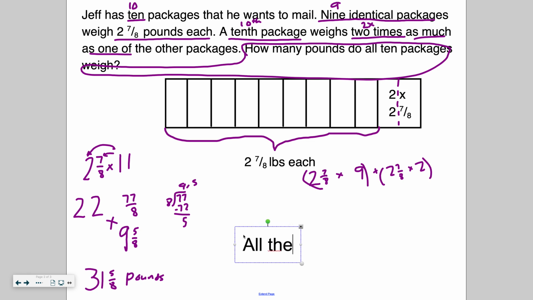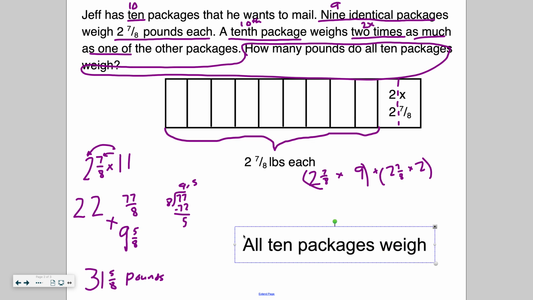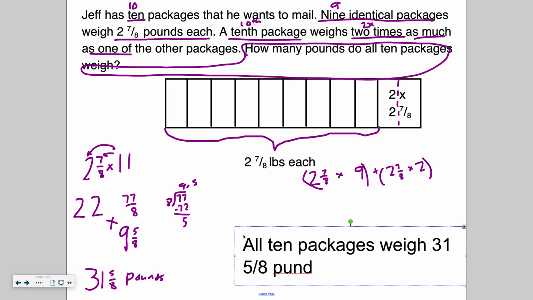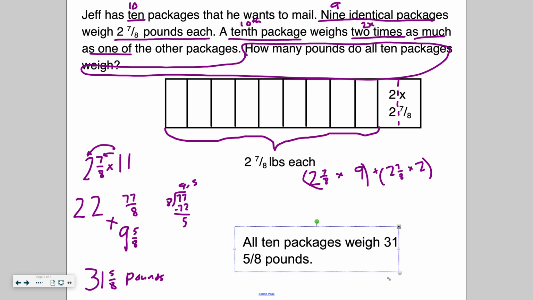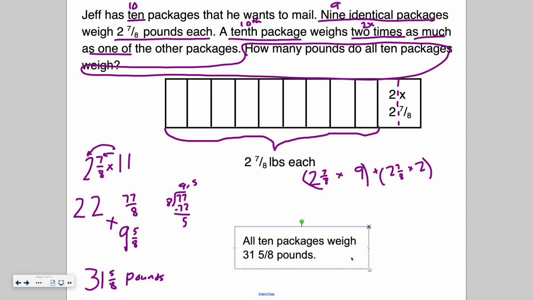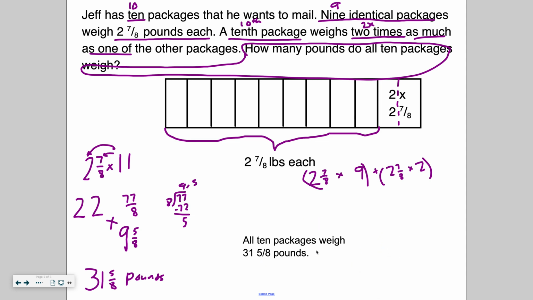All 10 packages weigh 31 and 5/8 pounds. So I have my final answer here. Make this smaller. There we go. And that's my final answer.